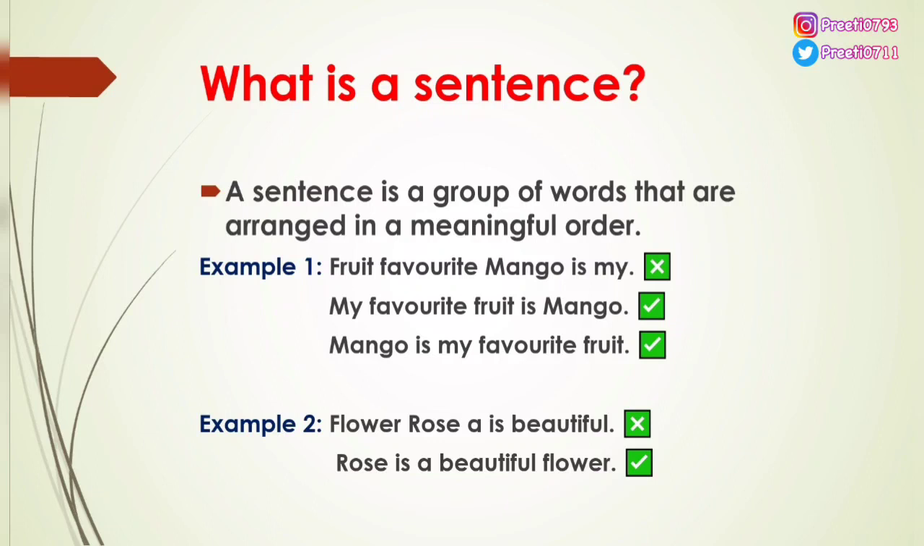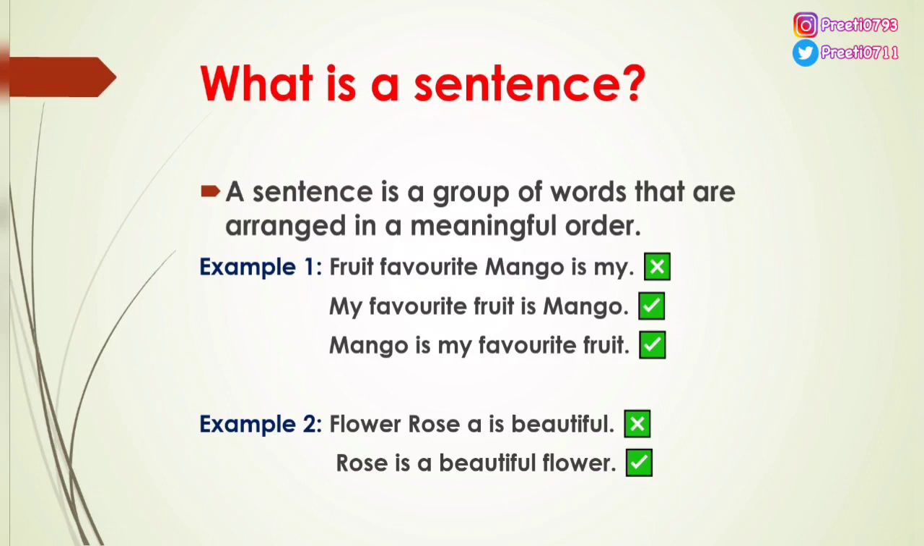So to form a sentence, it is compulsory to arrange the words in a set pattern so that it gives us a clear meaning. Looking at the next sentence, it says my favorite fruit is mango. Now this sentence is correct because the arrangement of the words is correct. Then it says mango is my favorite fruit. So this is another way we can arrange the words to make a sentence.